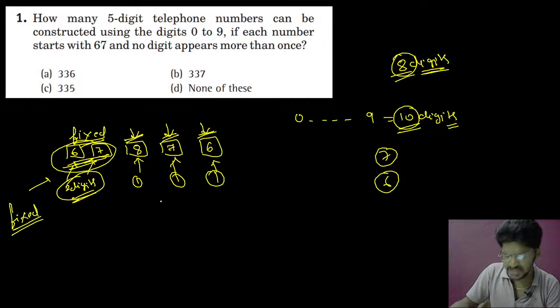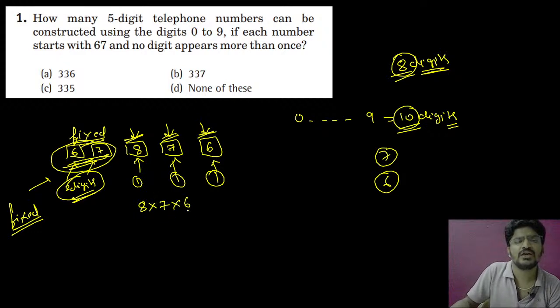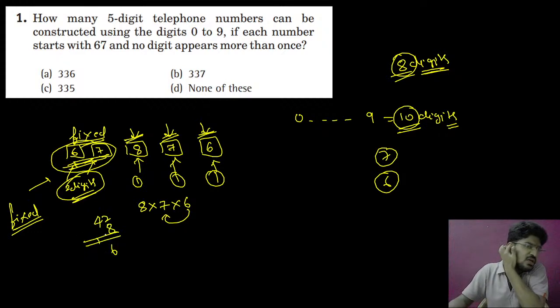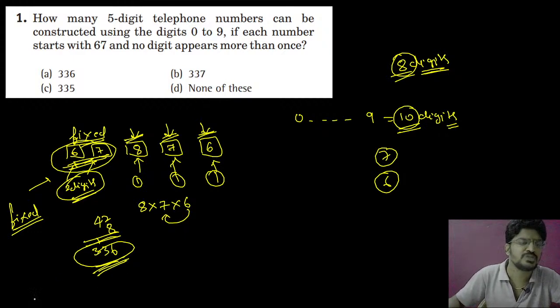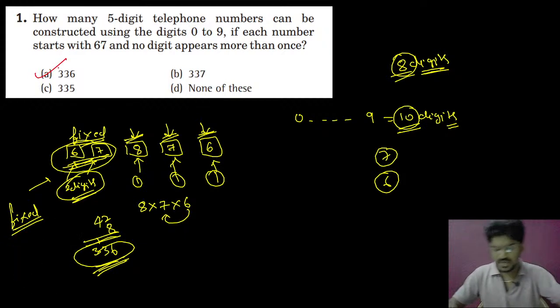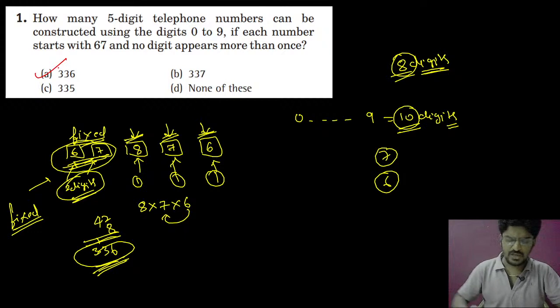So now your answer is going to be equal to 8 into 7 into 6. Okay. 6 into 7, 42, and 42 into 8, if you calculate, it will be 336. So 336 is our correct answer. That is option A. Okay.